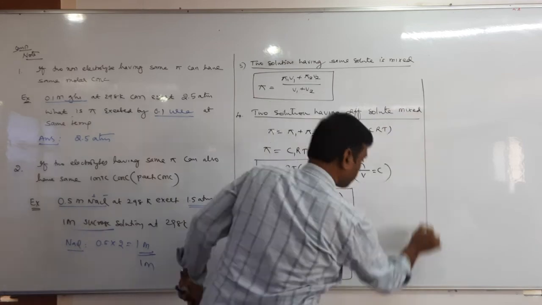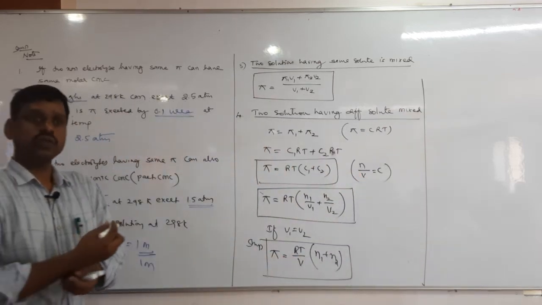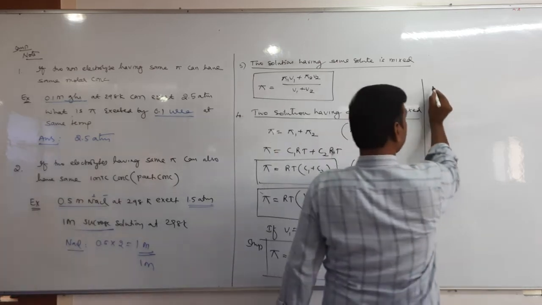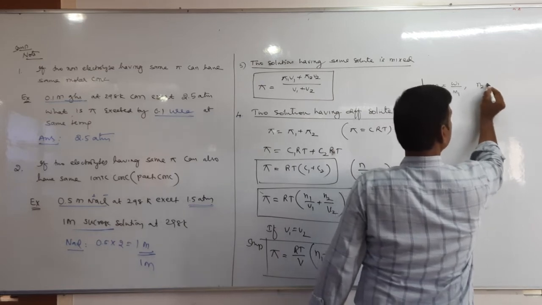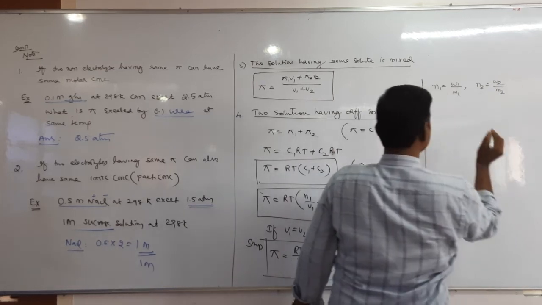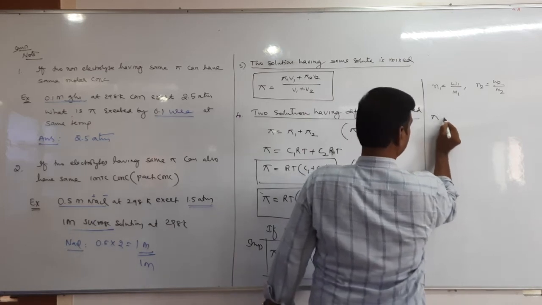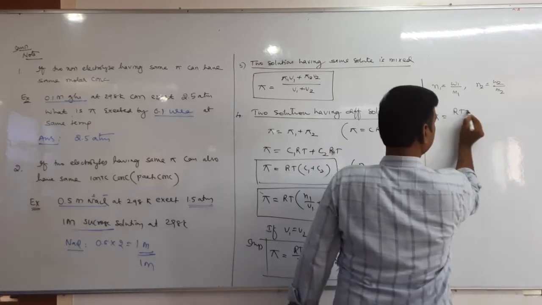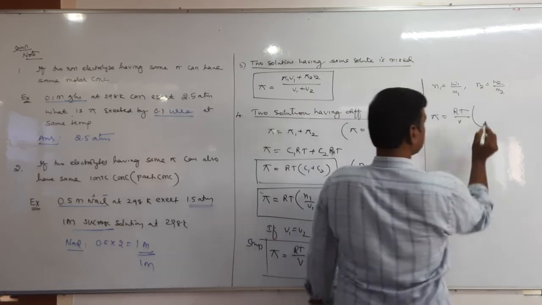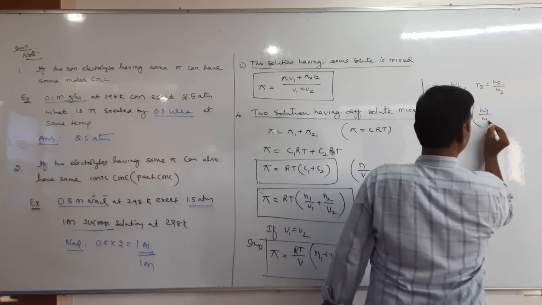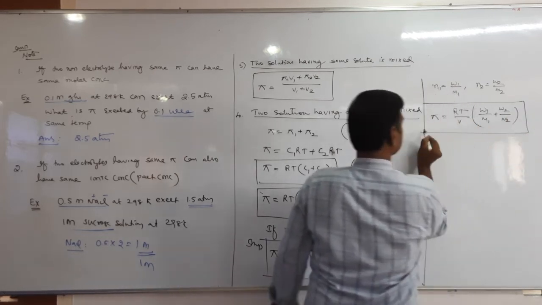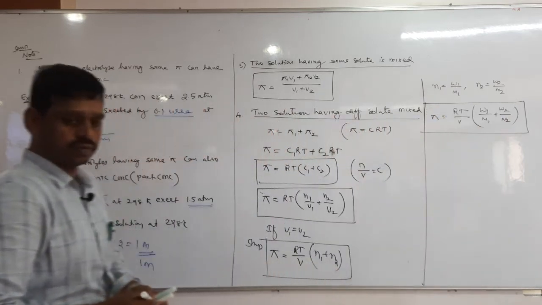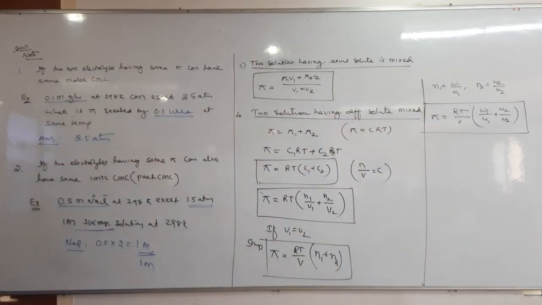Next, what is N1 equal to? It is W1 by M1, and N2 equals W2 by M2. So pi is also equal to RT by V times W1 by M1 plus W2 by M2. So these are the different formulas that can be used to calculate the resultant osmotic pressure.